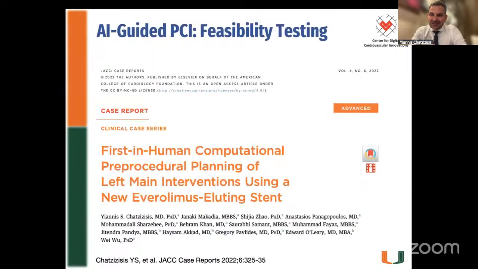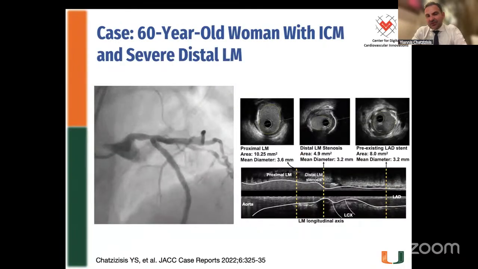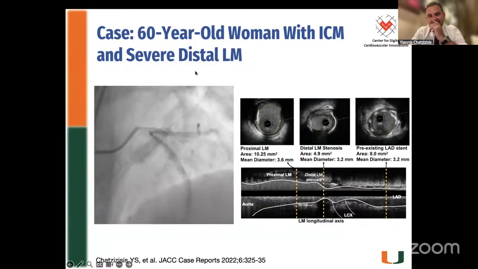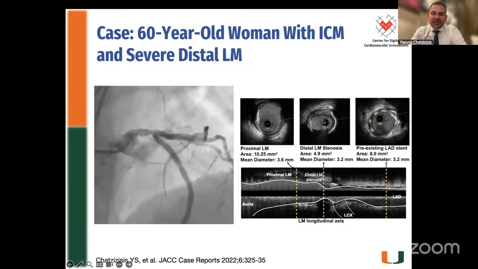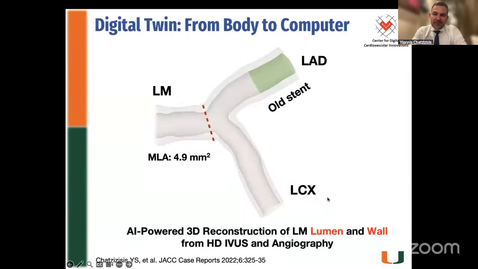We have tested the feasibility of this approach in a series of patients, and I'm going to show you today a patient-relevant example. This is a 60-year-old woman with ischemic cardiomyopathy, history of stents in the LAD in the past, and circumflex and diagonal, and severe distal left main, angiographically. By IVUS, 4.9 square millimeters of distal left main, shown here in the long view. What we did in that case is we stopped there and we took this diseased left main from the body to the computer. You see here the faithful digital twin, the replica of the left main anatomy with the distal LAD, with the LAD stent from the past, the MLA 4.9 at the distal left main.